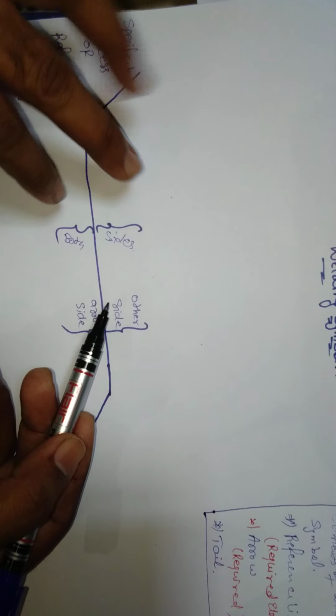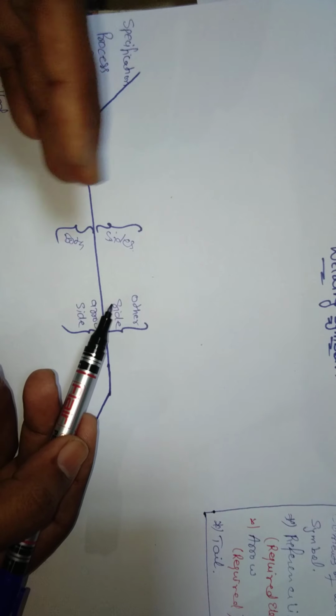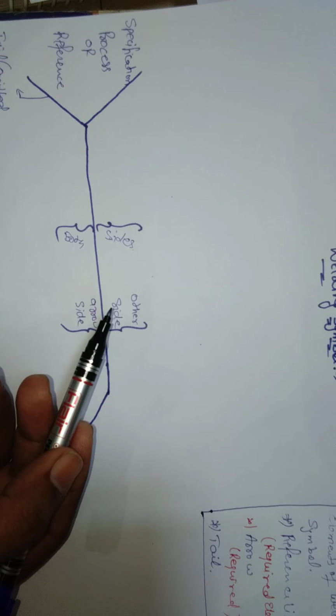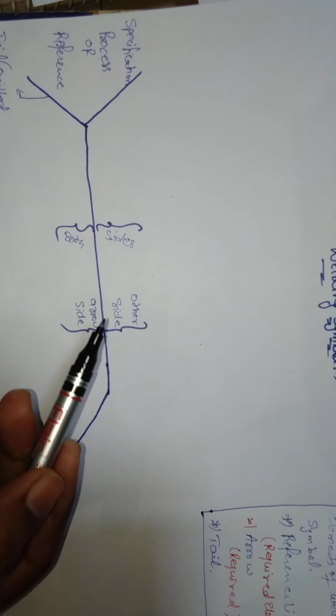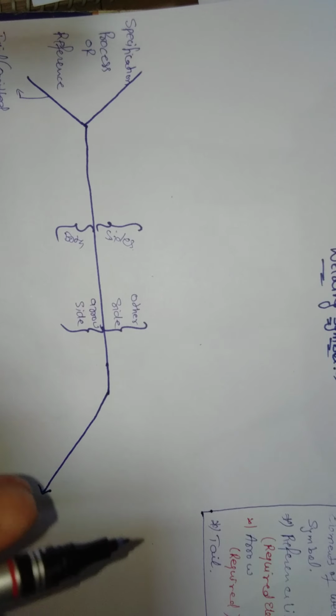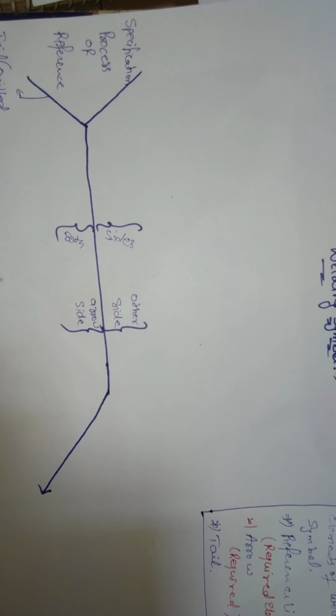And sometimes weld symbols are given on both sides, it means we need to make a weld on both sides of the joint. Some symbols have no side significance, or arrow side significance or other side significance.